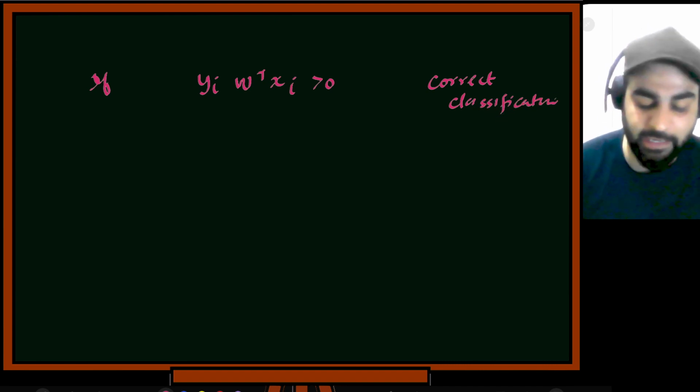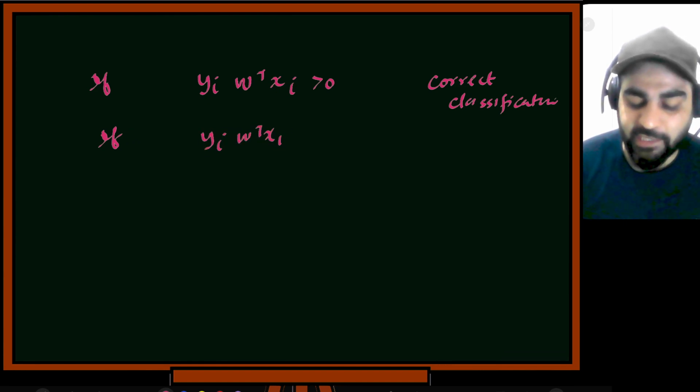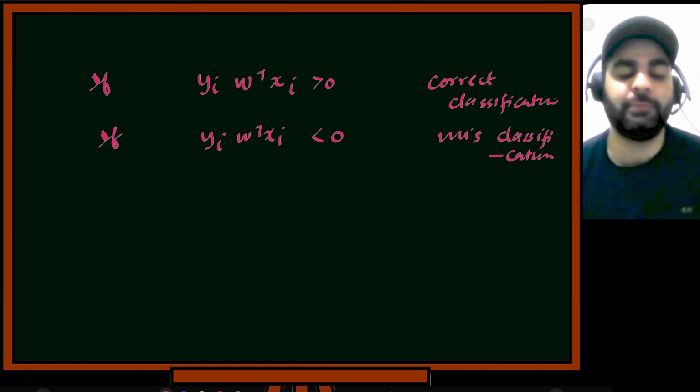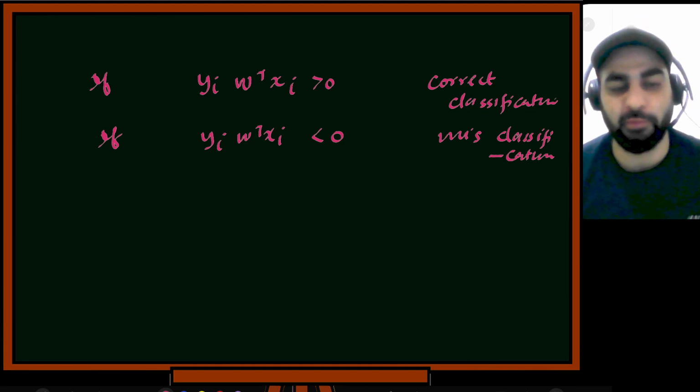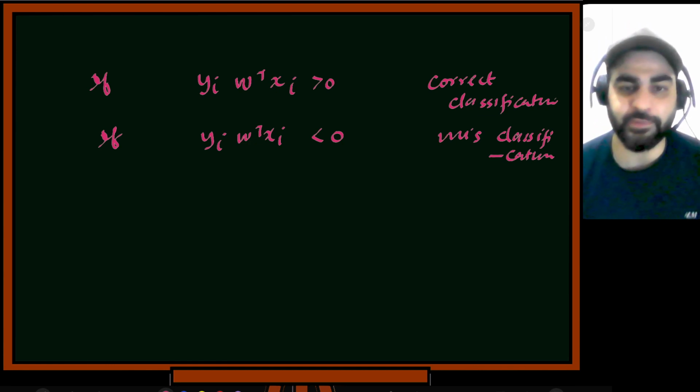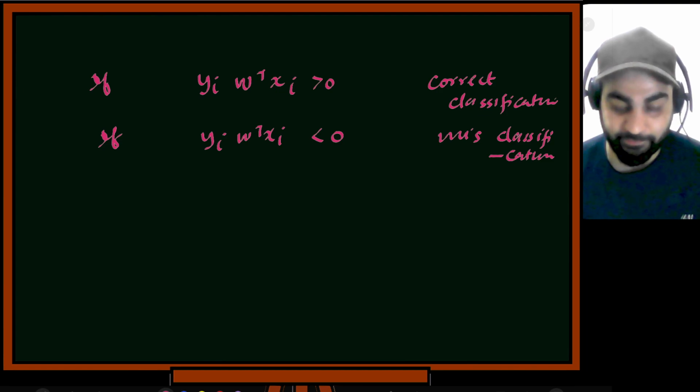Okay, and if yi w transpose xi is less than 0, it is misclassification. How many of you agree with me on this point? If you agree on this point, then we can move ahead. Do you agree on this point? Yes, sir.